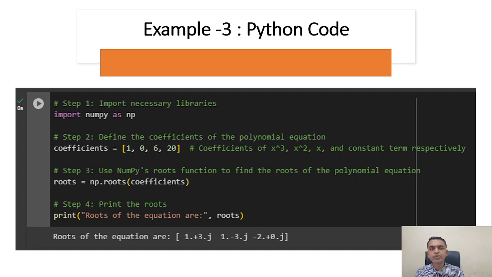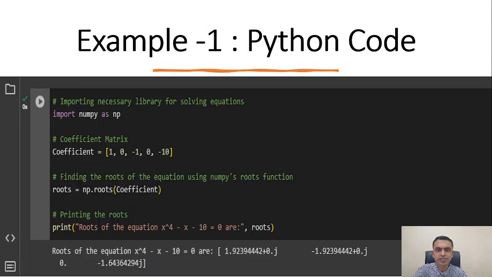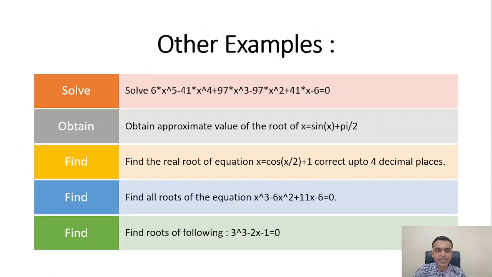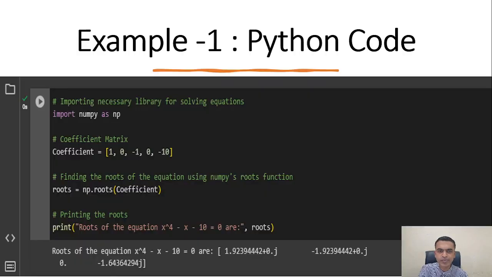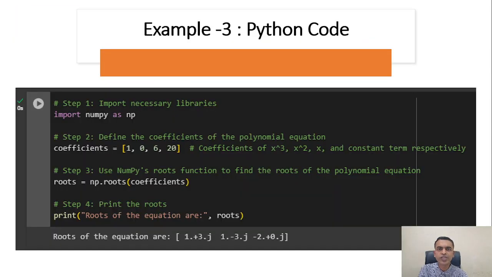Now we come to problem 3. This is the problem statement: x cube plus 6x plus 20 is equal to 0. Find other roots while one root is 1 plus 3j. This is problem 3, and now we come to the problem 3 solution.